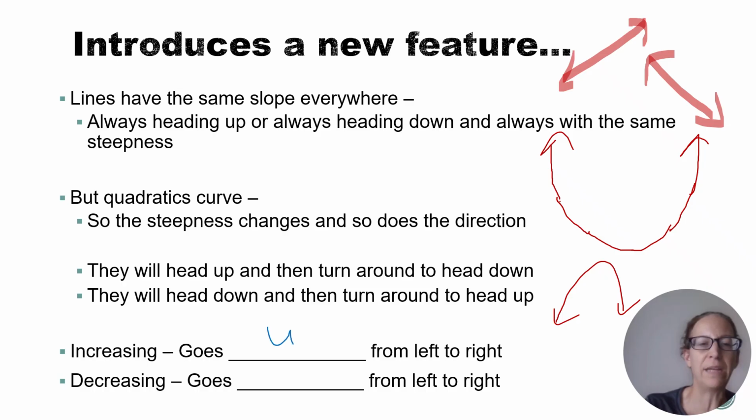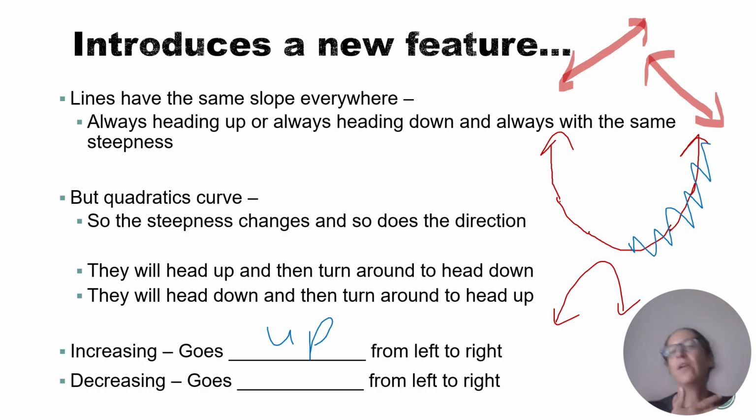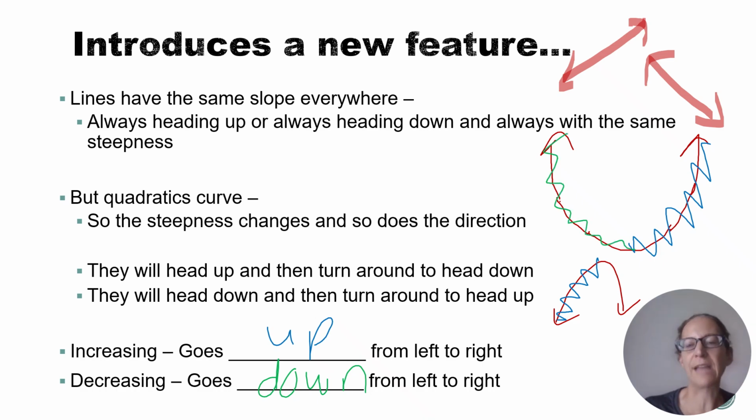Increasing simply means that the function goes up from left to right. So looking at this, this would be increasing because as I'm moving my finger or pen from left to right, the graph is going up. On this one, this is increasing here because it's going up. Decreasing simply means that it goes down from left to right. So this would be decreasing because it's heading down.